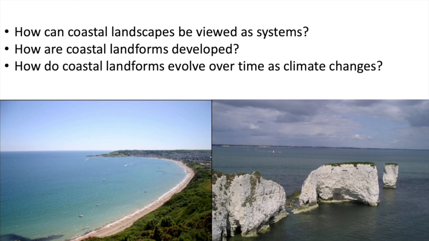Topic one is coasts, and here we take your GCSE knowledge and develop it further to consider how the coast is a system. What processes and stakeholders interact to shape the coastline? We look at four case studies in this section, so apply your knowledge of the theory to real life examples.